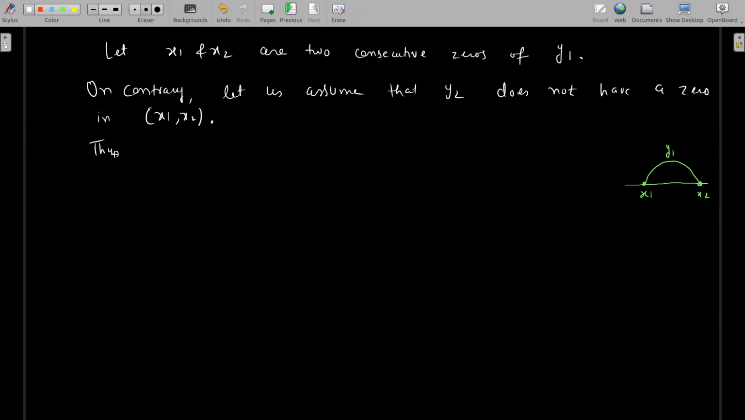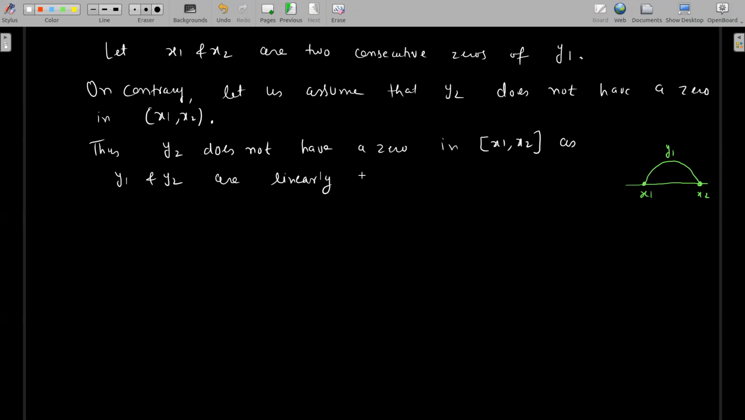Thus, y2 does not have a zero in x1, x2, as y1 and y2 are linearly independent.